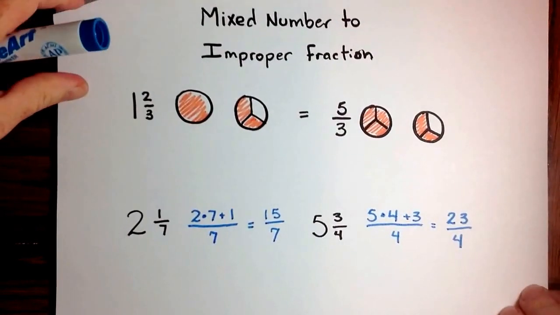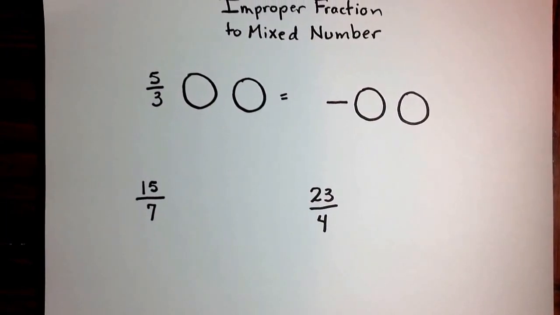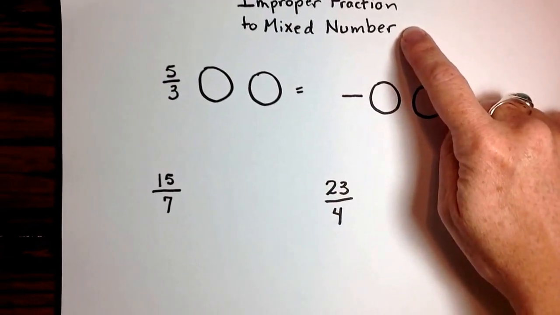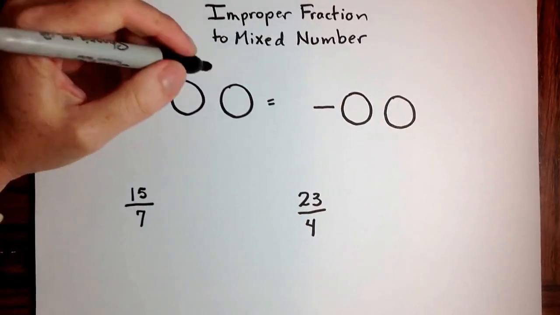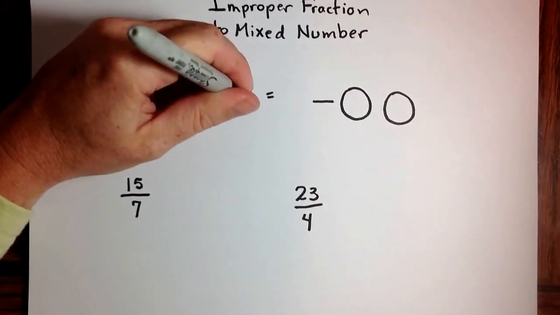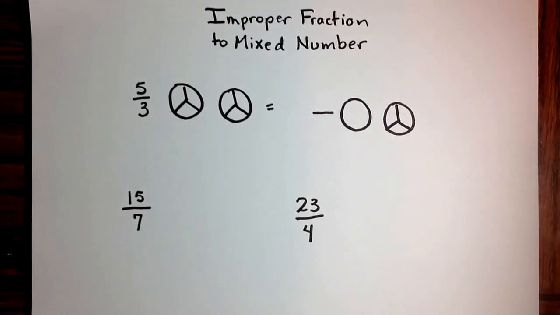Now let's go the other way. If we start with an improper fraction and we want to go to a mixed number, what we're saying there is that we want to assemble as many wholes as we can from the material that we started with.